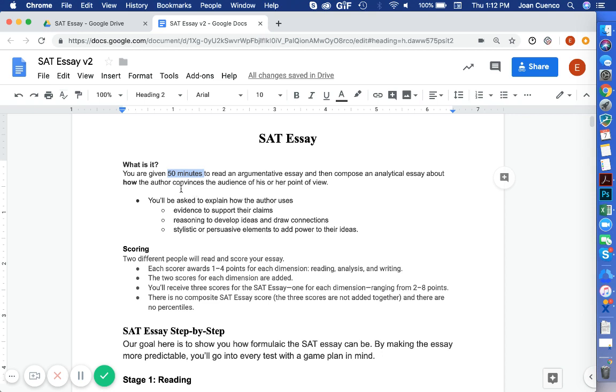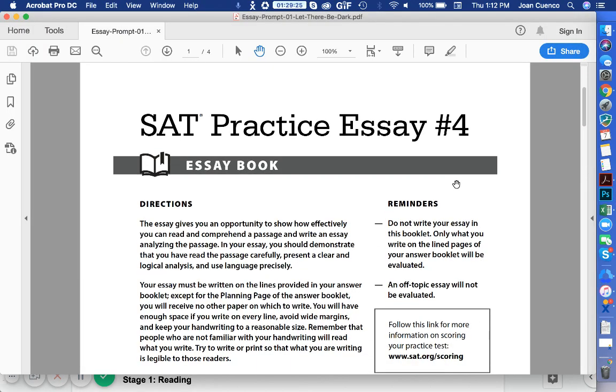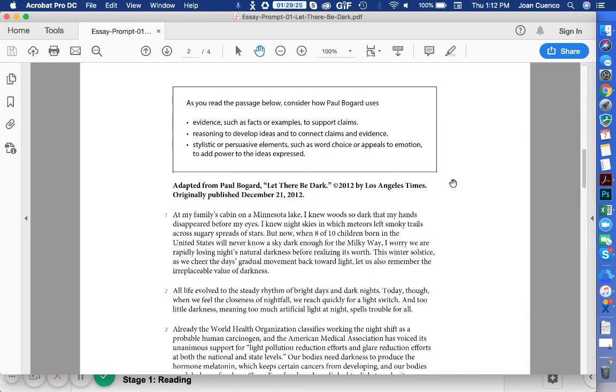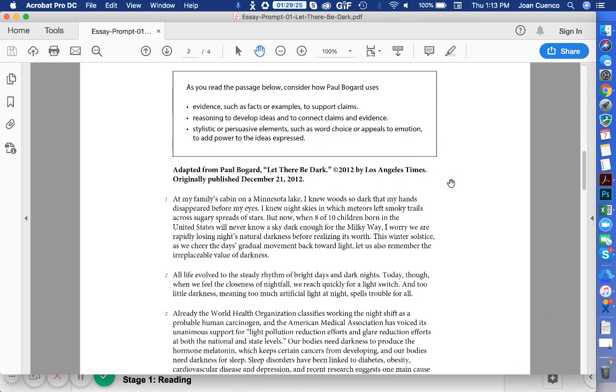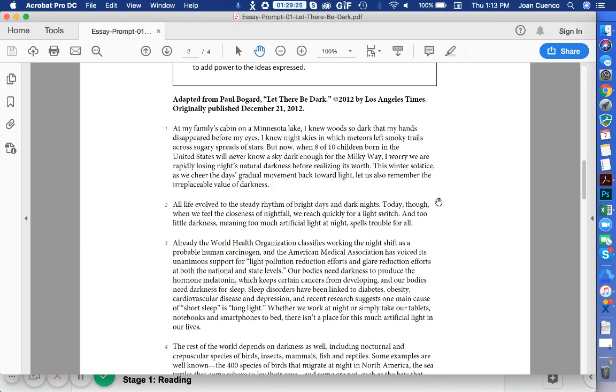So when it comes to exam day, you'll actually be given an essay to read, and I'll bring that up on the screen right now. You'll be given an essay booklet, and in it will be an essay that has a point of view where the author is convincing us of an argument that they have.